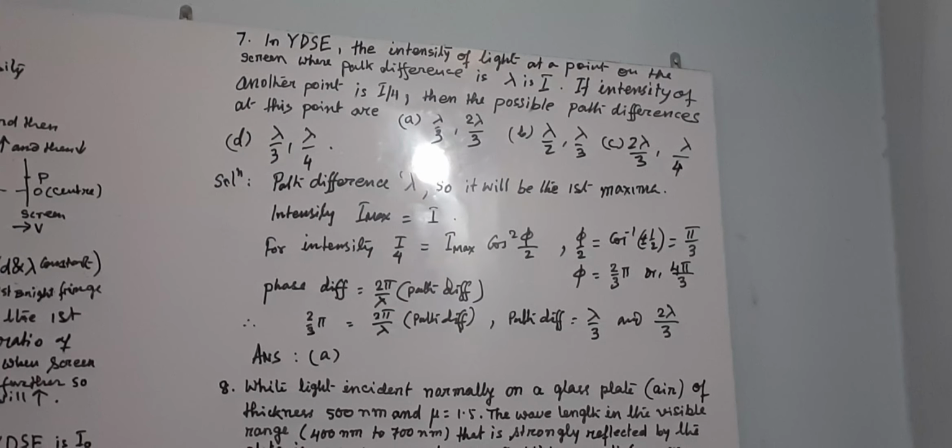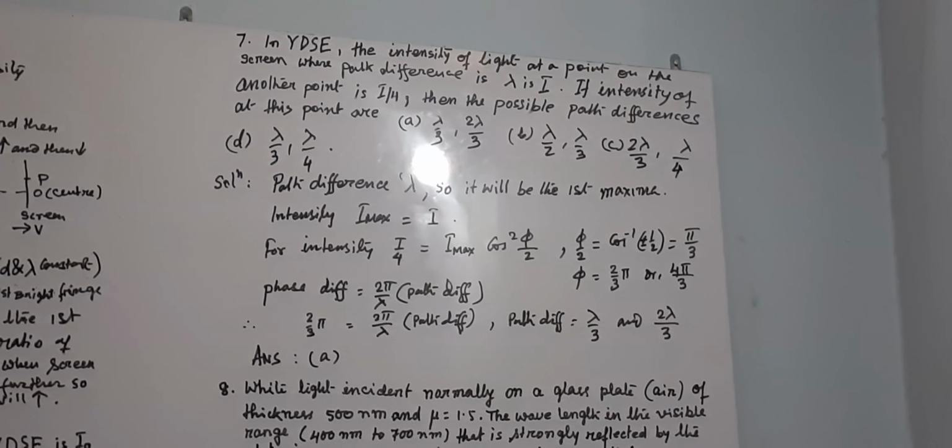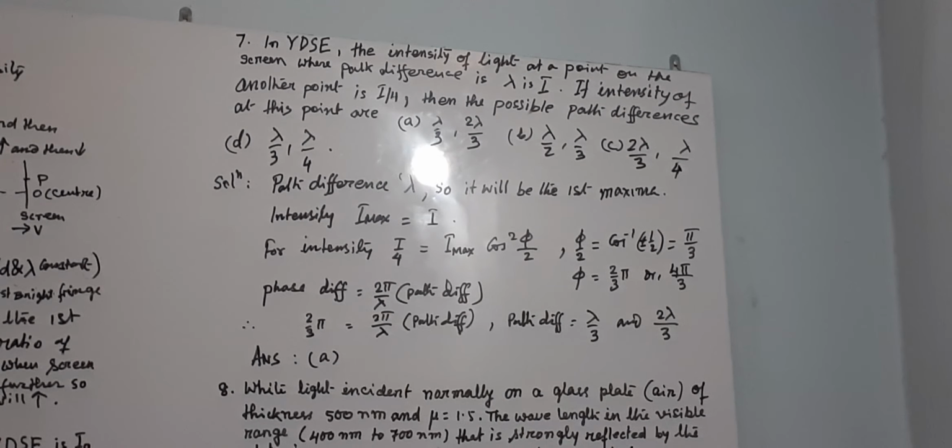Next question, question number 7. In YDSE, the intensity of light at a point on the screen where path difference is lambda is I. If intensity at another point is I by 4, then the possible path differences at this point are.